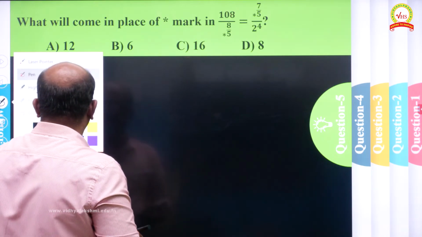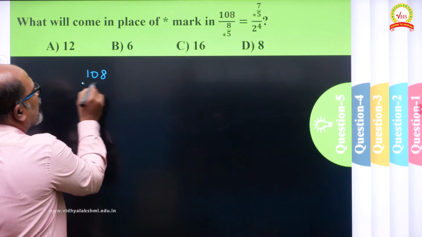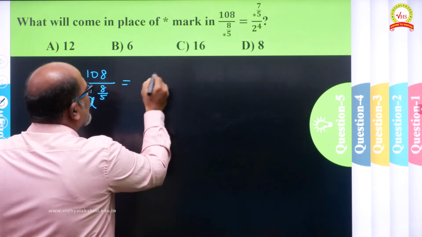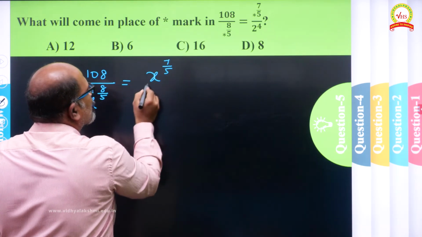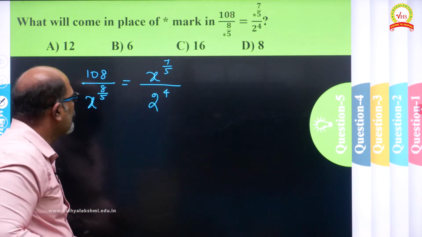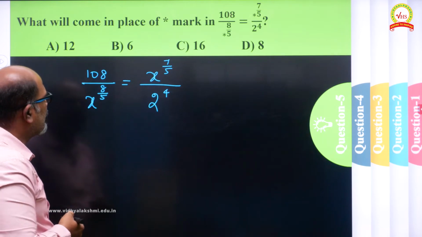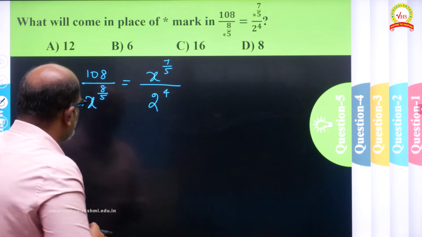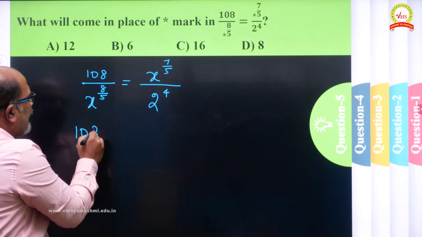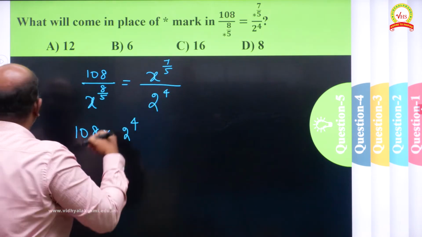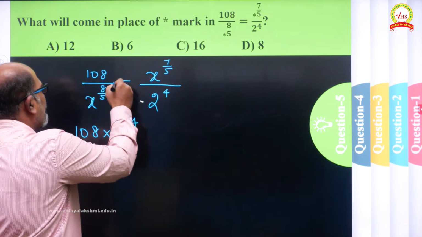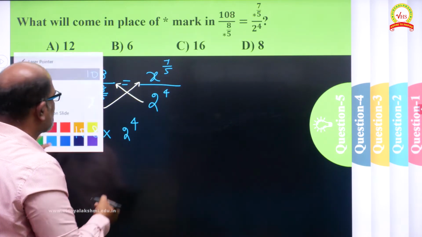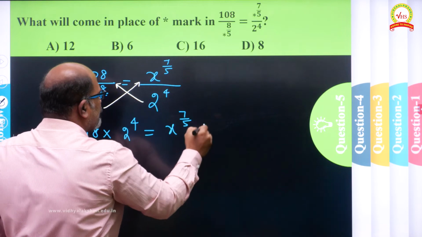Okay, so I will be taking the question like 108 divided by x power 8 by 5, not star. For my convenience, I am taking it like that. X power 7 by 5, here also 2 power 4. I want to find the value of x, so that here x is actually at 2 places, so that I can make a cross multiplication here. When I make cross multiplication, this 108 will be multiplied with this 2 power 4, and by the same way this x power 8 by 5 will be multiplied with x power 7 by 5.